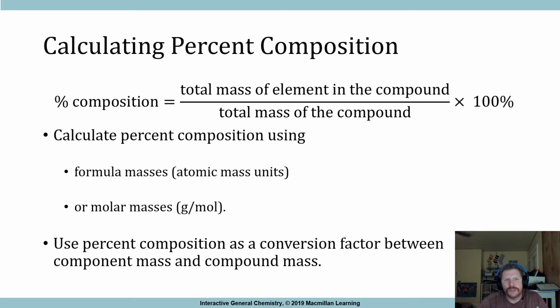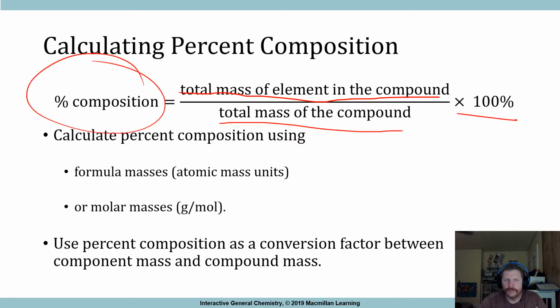Calculating percent composition is using the total mass of an element in a compound divided by the total mass of the compound times 100%, and that gives you your percent composition. You will use the formula masses or molar masses. Use percent composition as a conversion factor between component mass and compound mass.